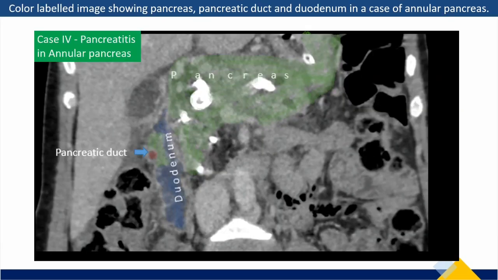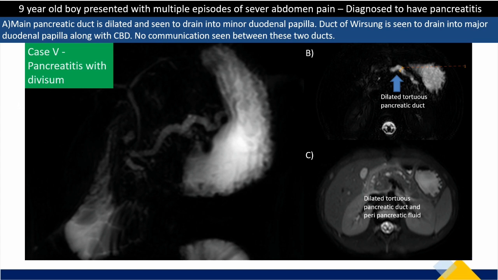Color labeled image of the same patient showing pancreas, pancreatic duct, and duodenum in a case of annular pancreas. 9-year-old boy presented with multiple episodes of severe abdominal pain. The main pancreatic duct is dilated and tortuous. It is seen draining into the minor duodenal papilla. The duct of Wirsung is seen draining into the major duodenal papilla. These two ducts are not communicating.